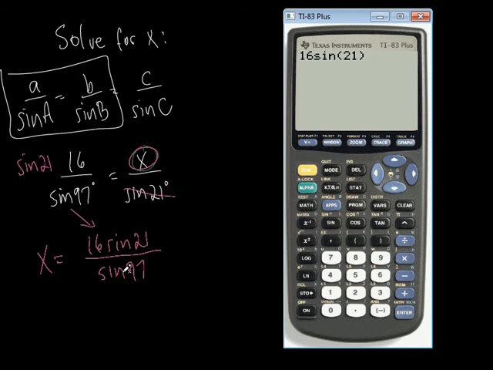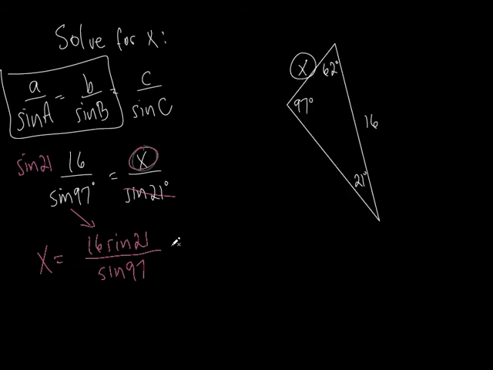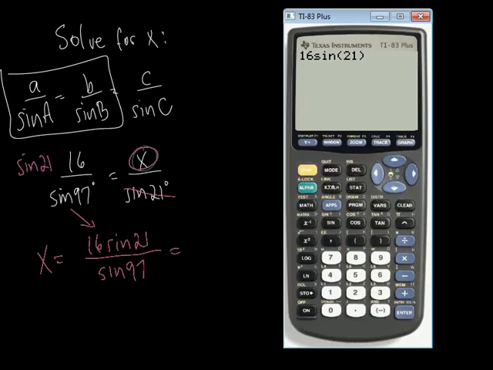What do you have to do after you hit 97 sine? Divided by the sine? No, you've already done the division. Look, you got 21 sine times 16 divided by 97 sine, and then you have to hit equals. Hitting equals will give you the answer. All right? So you got to make sure you do that.